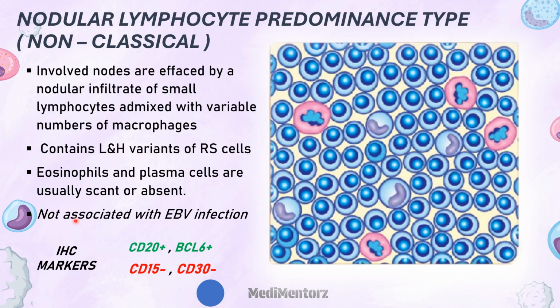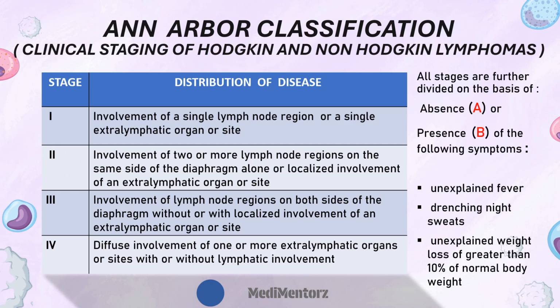Now, coming to the clinical staging of Hodgkin and non-Hodgkin's lymphoma. It is given by a staging called Ann Arbor's classification. The disease has been staged into four stages based on the distribution of disease. In stage 1, there is involvement of a single lymph node region or a single extra lymphatic organ. In stage 2, there is involvement of two or more lymph node regions on the same side of diaphragm. Whereas in stage 3, there is involvement of lymph node regions on both sides of diaphragm. In stage 4, there is diffuse involvement of one or more extra lymphatic organs with or without lymphatic involvement.